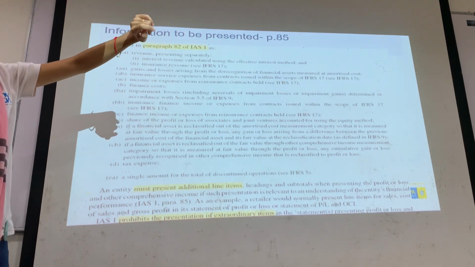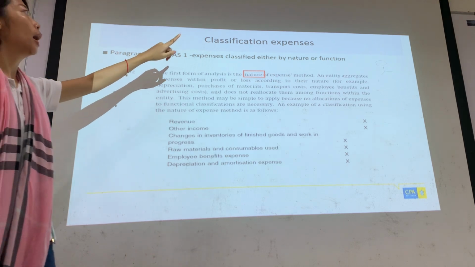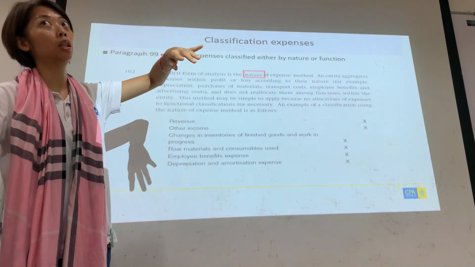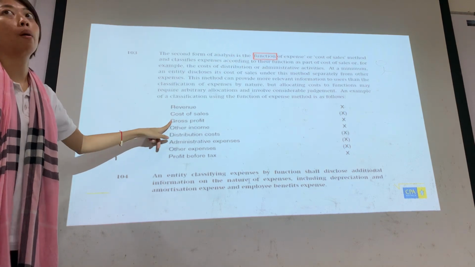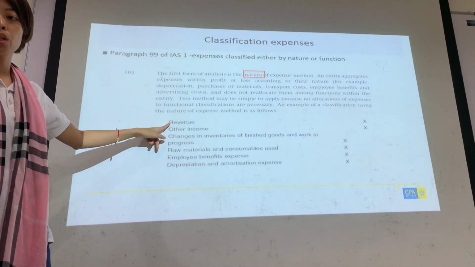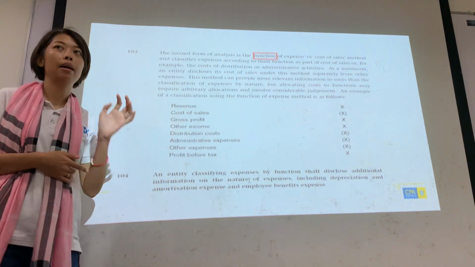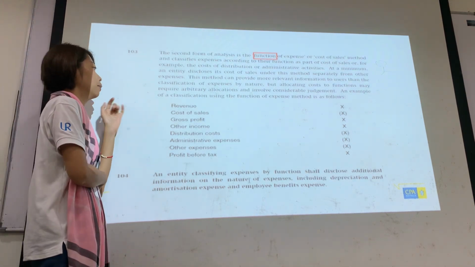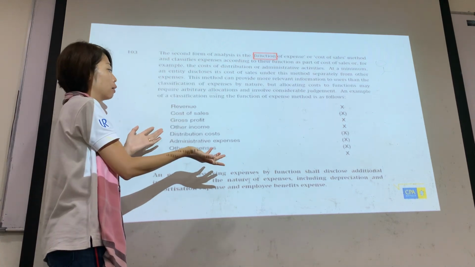Now, for the expenses classification, either it is by nature or by function. Now the one that we like to use is by function, where you will see gross profit. By nature, you don't see gross profit. So by function is the one that we study all the time. I think you study it all the time, not sure whether I'm correct or not, but we study it like this. By function, you look at the function.